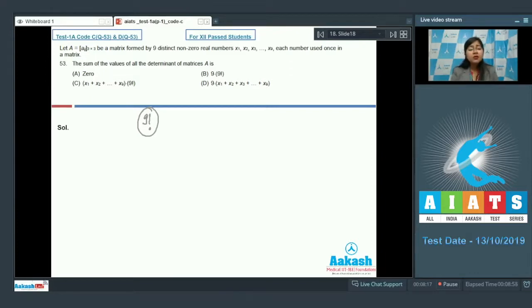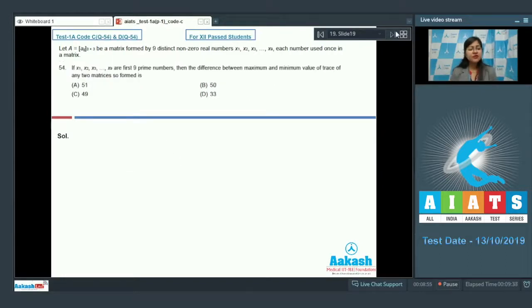If we make grouping of all these determinants, let's make groups of 9 factorial by 2, right, 2 times. So we will definitely have a particular determinant, right, and for that particular determinant we can exchange the rows and we will get a new matrix, and the sum of those two determinants will be negative of one another, that is its sum will be 0. So in this way we can see that the sum of all the values of the determinants will be 0. So answer is option number A.